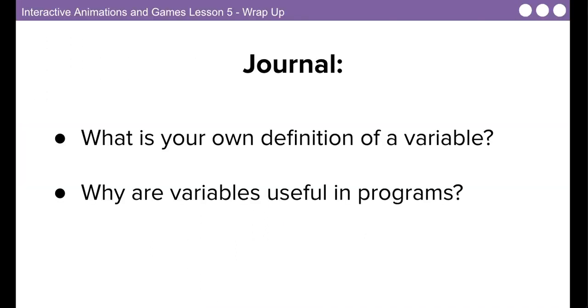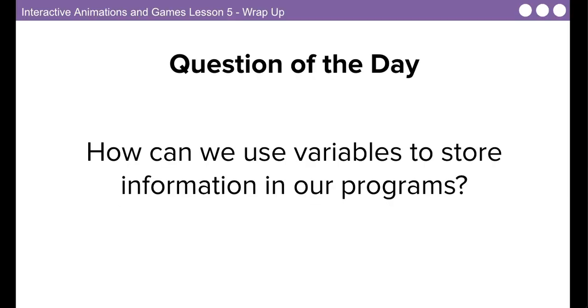Your final journal is, what is your own definition of a variable, and why are variables useful in programs? So answer that in your journal. Pause it here so you can do that. And then also answer the question of the day. How can we use variables to store information in our programs? And that concludes lesson 5. So pause it if you need to type this question in your journal.